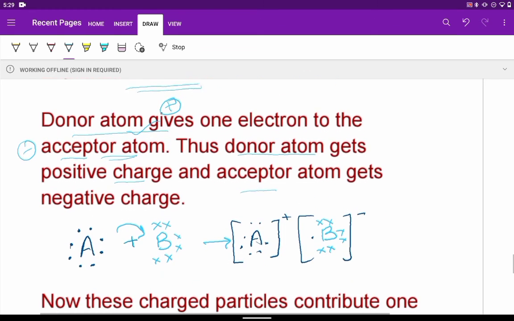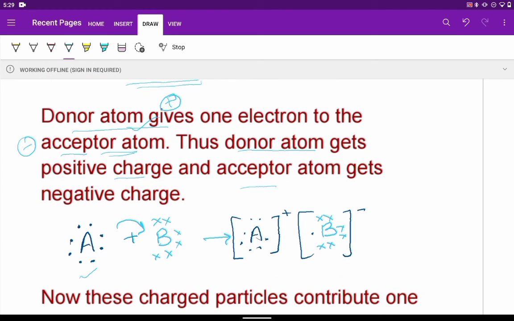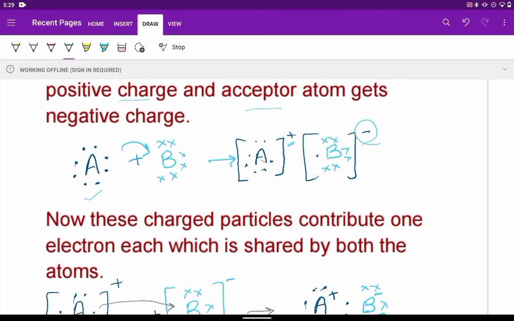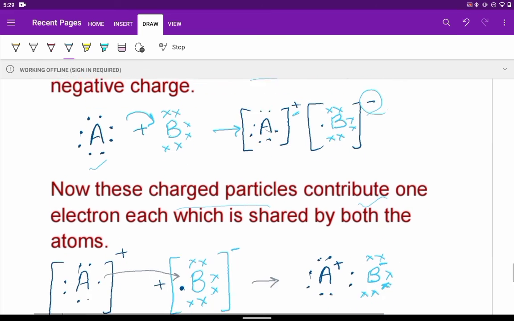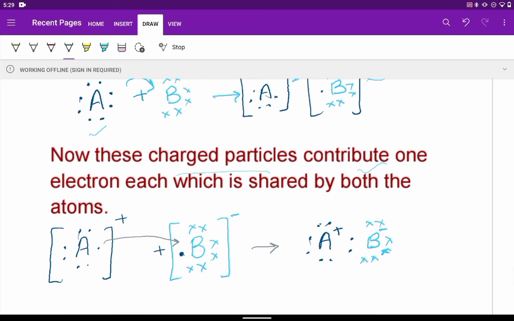This can be explained in the diagram. You see here A is the donor. So it has given the electron to B. So A became positive. B has accepted the electron, so it has become negative. Now these are charged particles. After this charge formation has taken place, now these charged particles can contribute one electron each. Now they will contribute one electron each and this can be shared by both. So this A can give one, it will share, and B has already taken one electron from A, so this electron only will be shared.